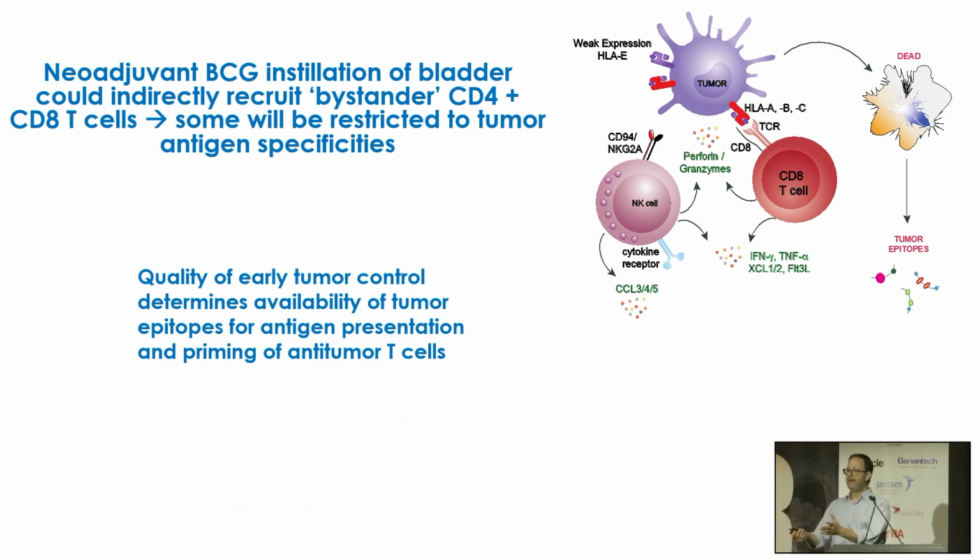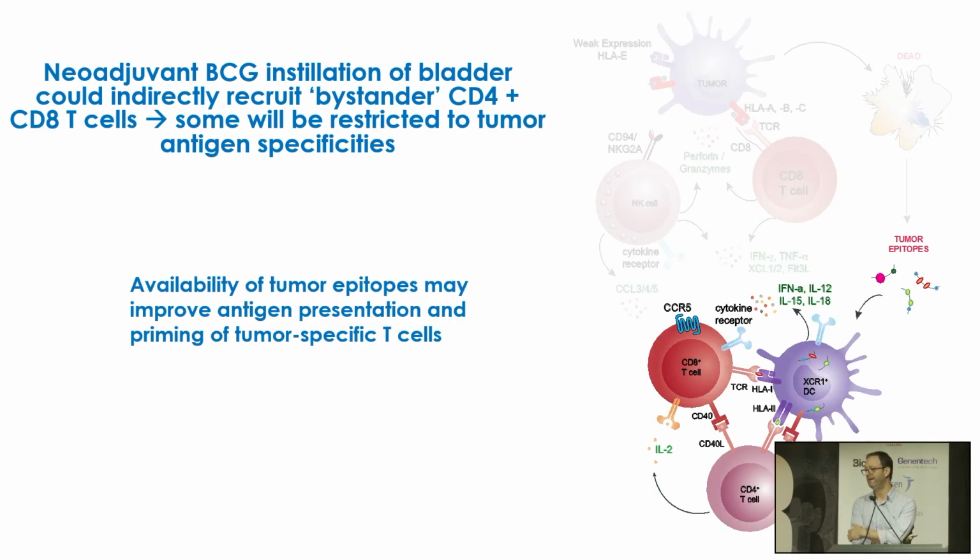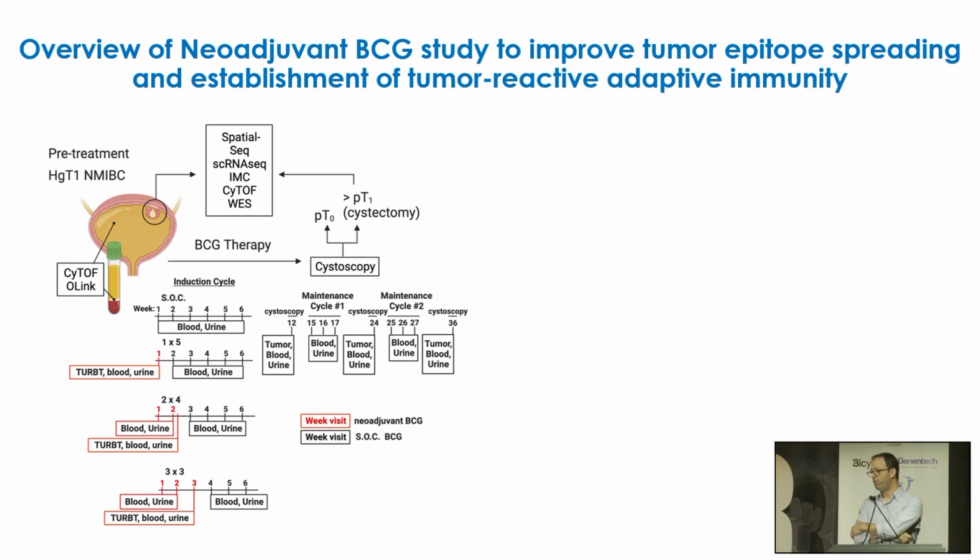And so just to describe for you what this looks like, in a setting of neoadjuvant BCG installation, this could indirectly recruit bystander CD4 and CD8 T cells. Some will be restricted to tumor specificities. And so what we all probably agree on very clearly is that the quality of early tumor control ultimately determines the availability of these tumor epitopes, which will affect the priming of a true tumor-specific response. And so the idea is that they would improve antigen presentation and priming. So this is the last slide.